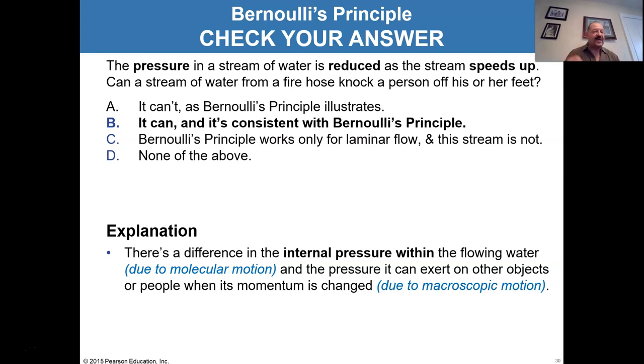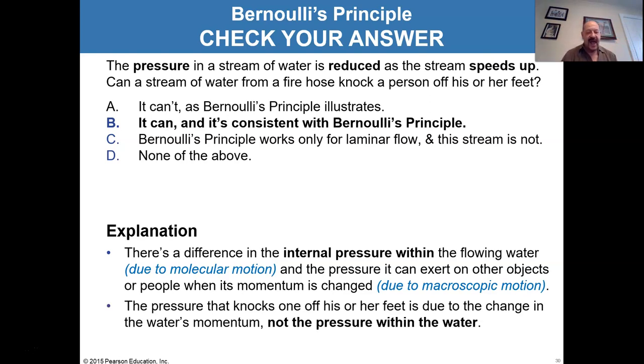There's a difference between the internal pressure, this is the individual molecules moving around in the flow, and the overall macroscopic flow of the whole body of water coming out of that tube with massive momentum. And it absolutely can knock somebody down. I think we all know that fire hoses can knock people down, and they've been used for that historically in very bad ways. So it's not the internal pressure of the water that knocks people down. It's the external momentum, the momentum of the macroscopic flow of the whole body of water coming out of the tube. So don't confuse those two.